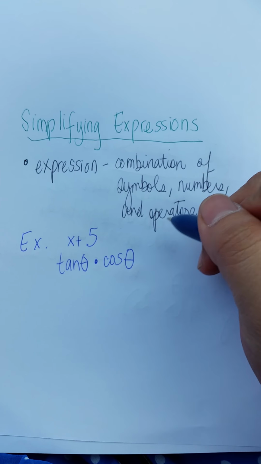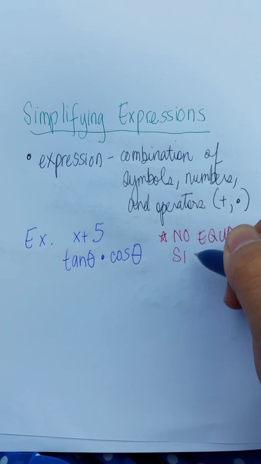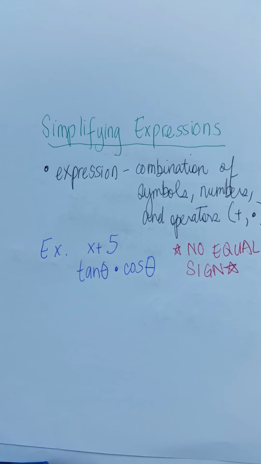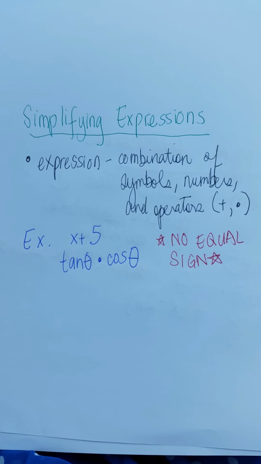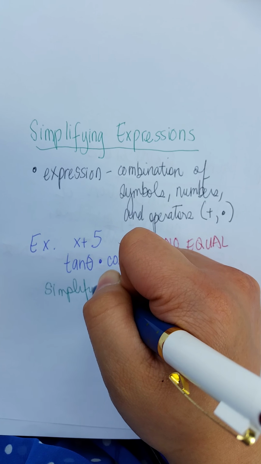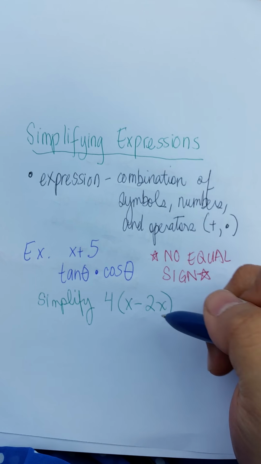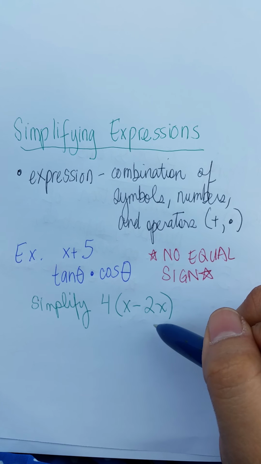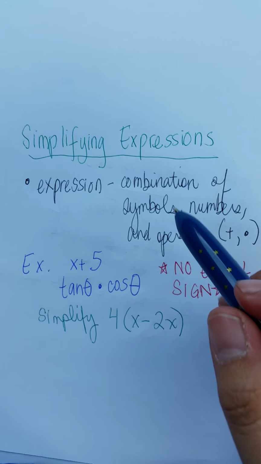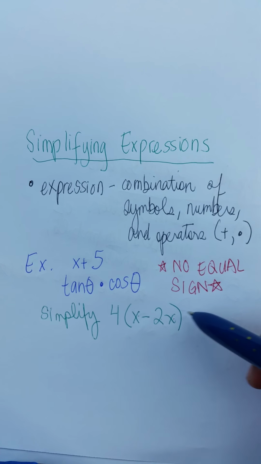So you can notice there's no equal sign, right? It's not equal to anything, it's just an expression, right? So what does it mean to simplify an expression? So for example, if I told you simplify 4 times x minus 2x, what you're trying to do is take this more complicated expression and make it into a simpler expression. So the first thing you would do is, well, you can look inside the parentheses and you can go, oh, x and minus 2x are like terms, so I can combine them.